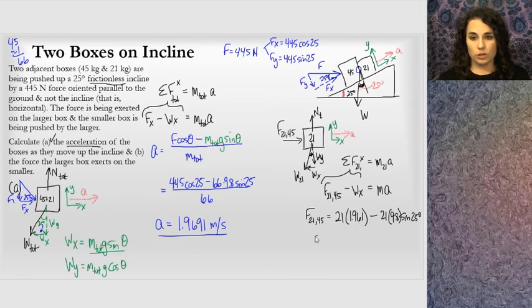You can run this through your calculator, and when you do that, you get, oh, there's a plus sign here, sorry. When you move it over, there's a plus sign. It should add together. 21 times the acceleration plus 21 times g times sine 25. When you add those together, you get 128.3249 newtons.